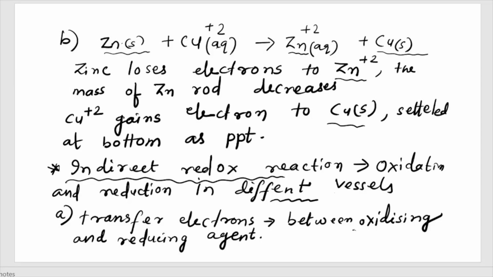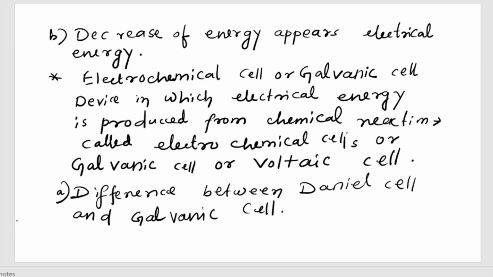What is meant by oxidizing agent? Remember from the introduction part, an oxidizing agent is one which oxidizes others and itself gets reduced. Similarly, a reducing agent is one which reduces others and itself gets oxidized. Point B: the decrease of energy appears as electrical energy. That means in an indirect redox reaction, electrical energy is produced.